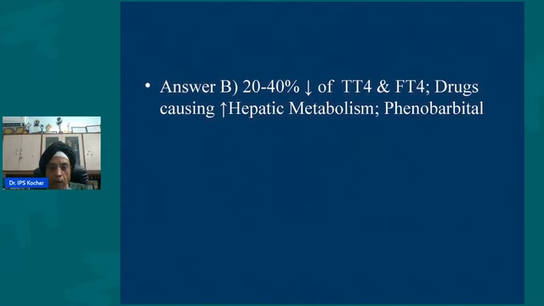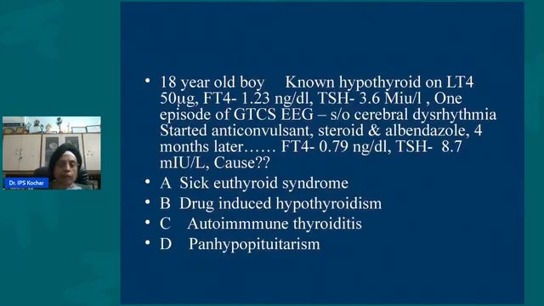Another case, an 18-year-old boy. He's a known hypothyroid on thyroxine, 50 microgram. The FT4 is 1.23, TSH is 3.6. This is normal. One episode he had a generalized tonic-clonic seizure, a grand mal seizure, and the EEG was showing cerebral dysrhythmia. He was started on an anticonvulsant, steroid, and albendazole.